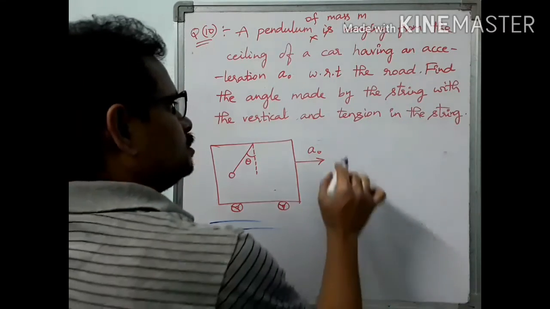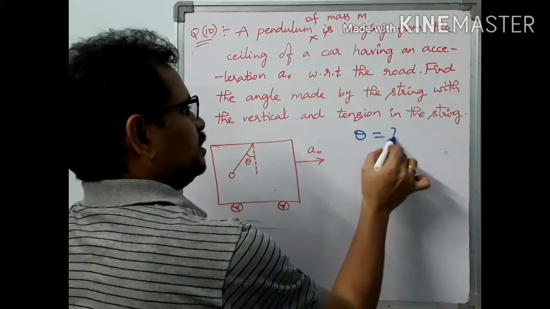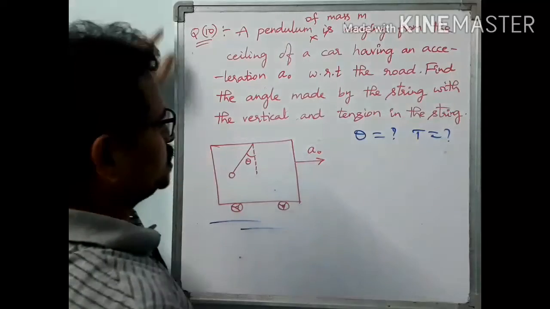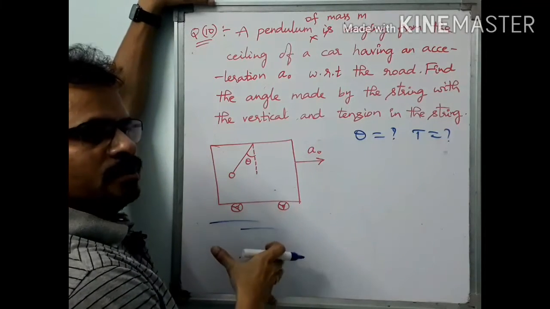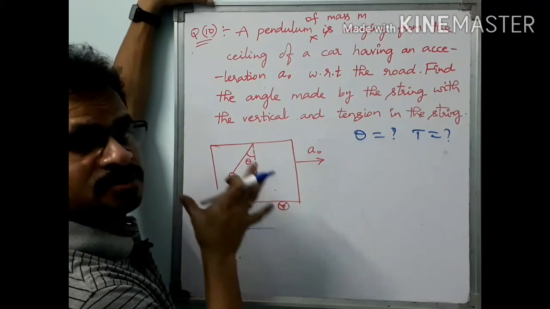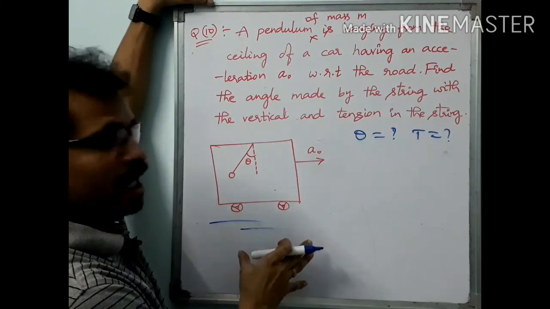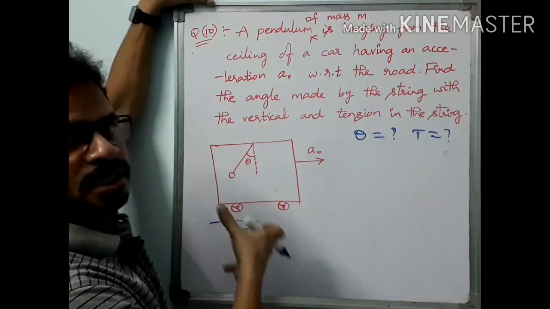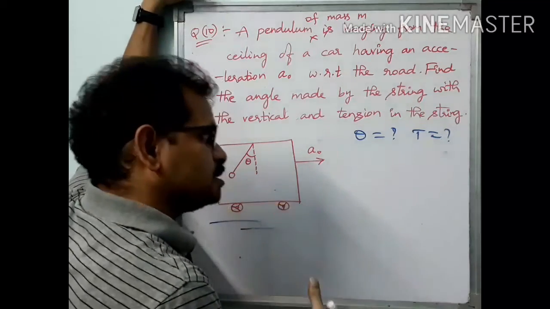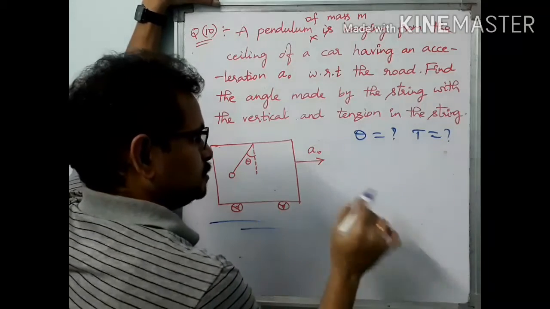So what do we have to find? Theta equals how much? Tension T equals how much? We can do this problem by standing on the ground and watching this event, that is from the inertial frame of reference, and we can go into the car and watch the event, that is the non-inertial frame of reference. Let us opt for the second one.